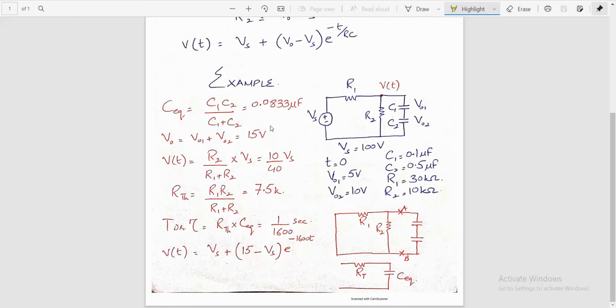Now this circuit is almost similar to the circuit that we solved in the previous example. It was having just one resistance and one capacitance. This is having two resistances and two capacitances.